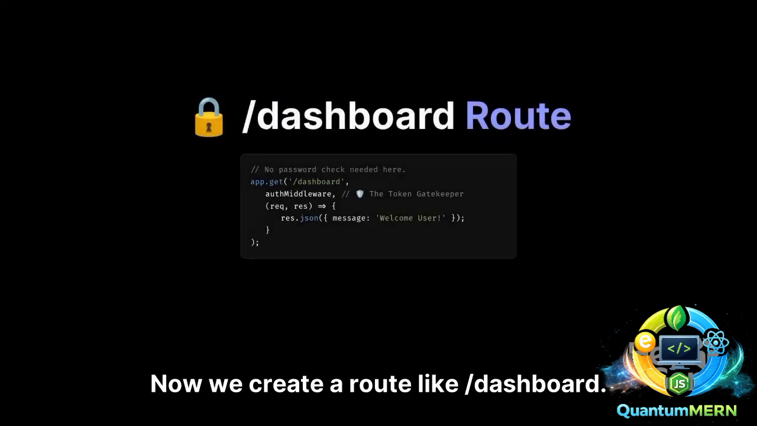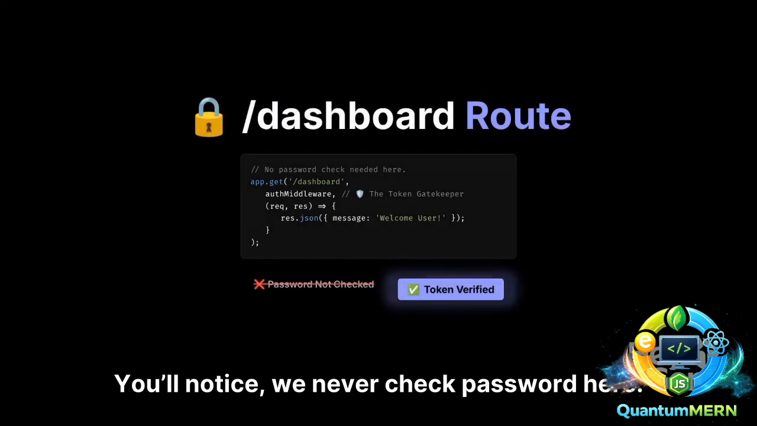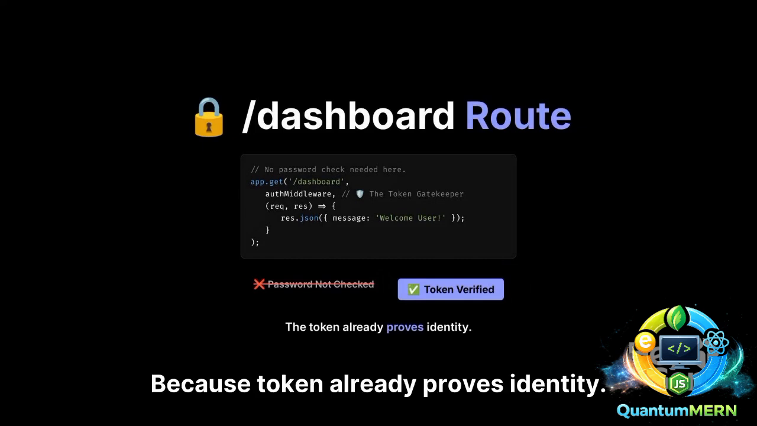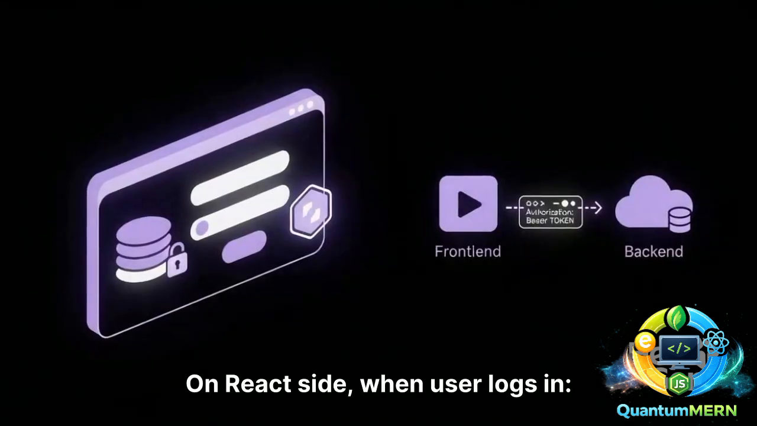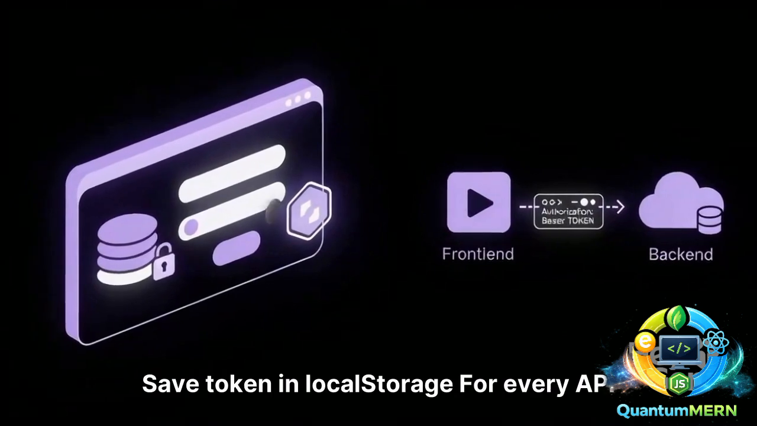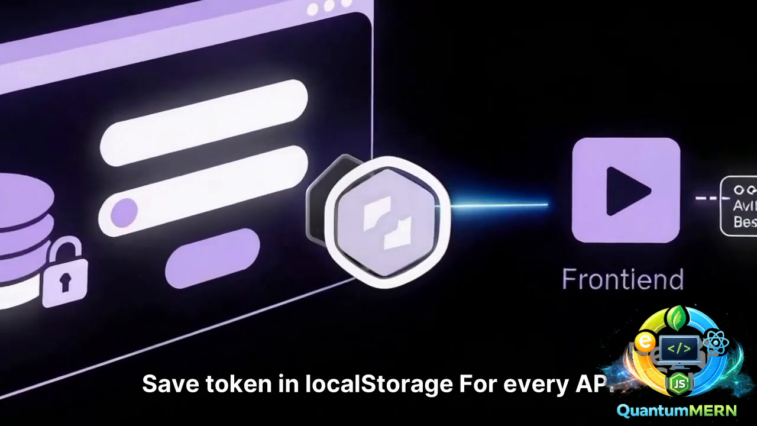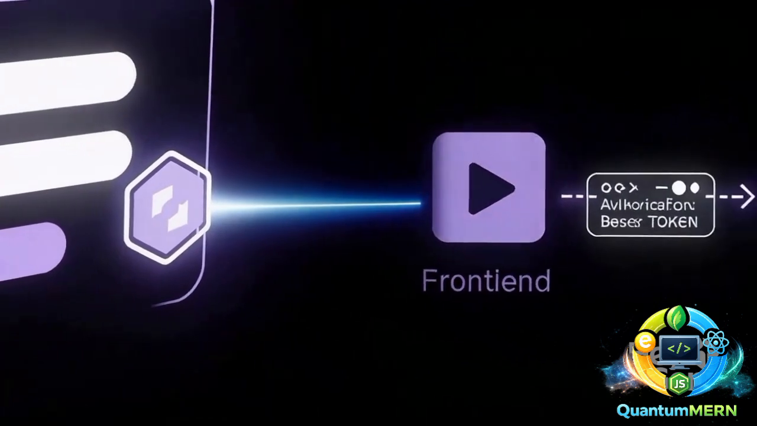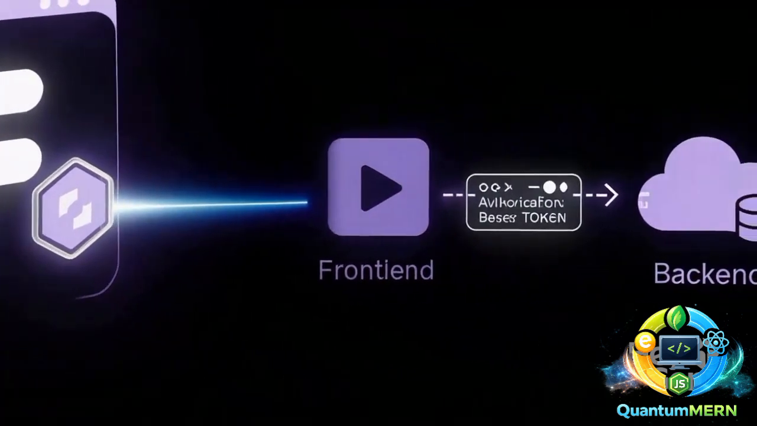Now we create a route like /dashboard. You'll notice we never check password here. Only token, because token already proves identity. On React side, when user logs in, save token in local storage. For every API request, send Authorization: Bearer token. This is how frontend and backend talk securely.